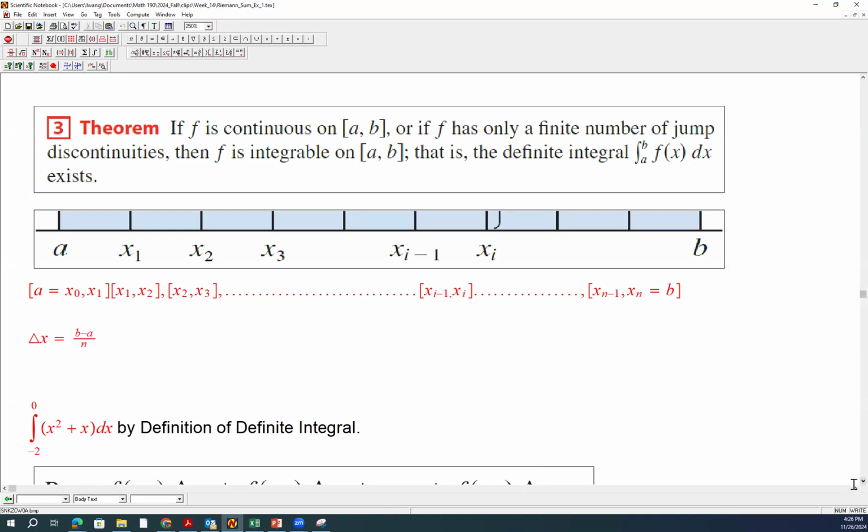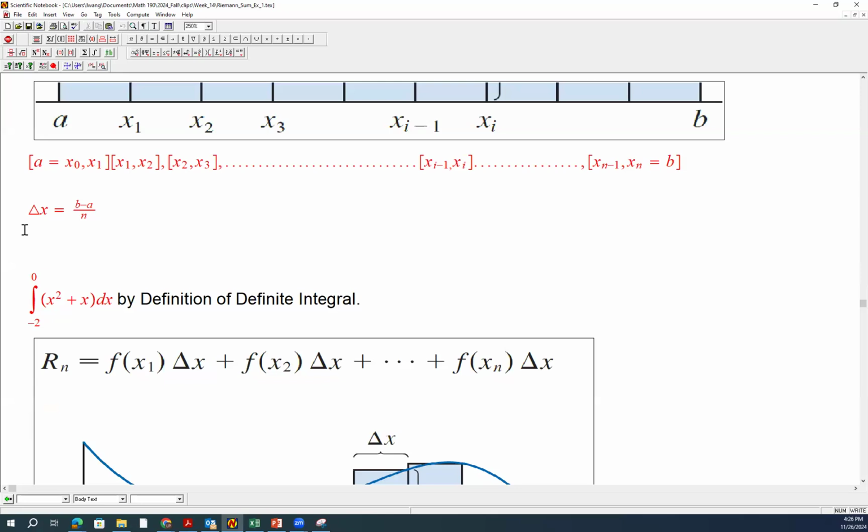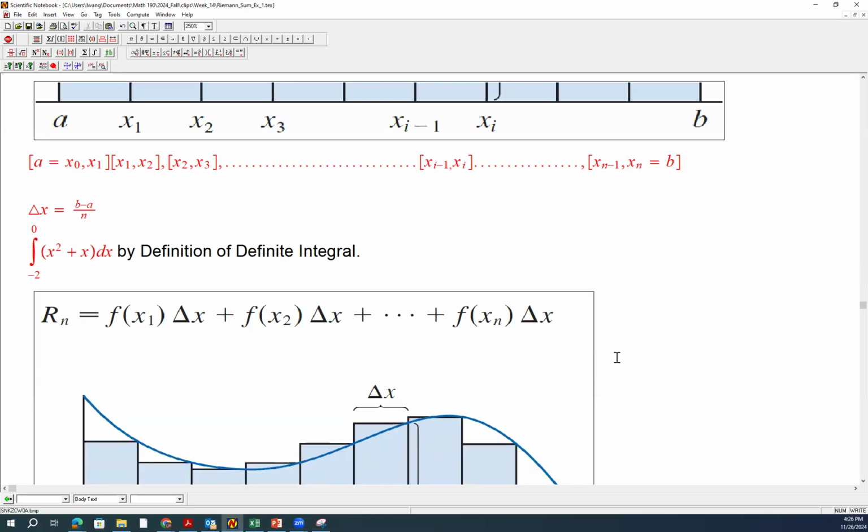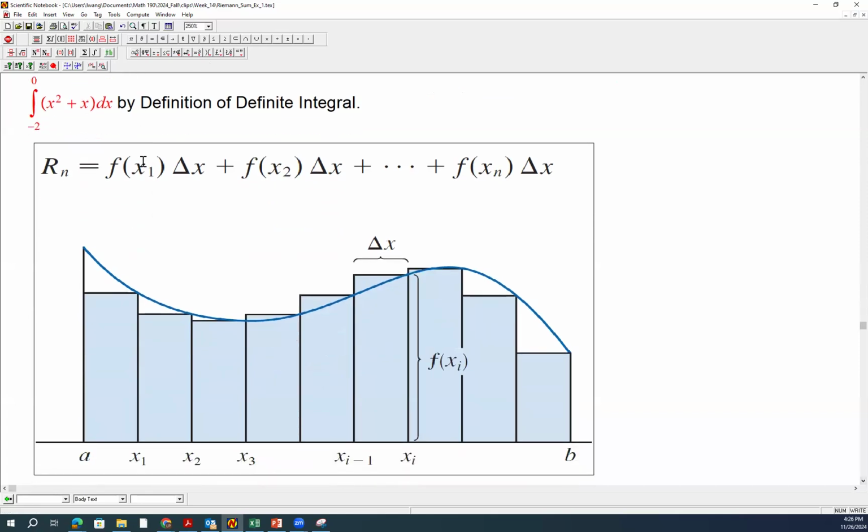So take this example of this commonly used method. Obviously, we choose the right endpoint. X sub 1, all these subintervals are even width. So on this interval from a to x1, we choose the height at f of x1. Let me mark it. I'm going to write it down for you.